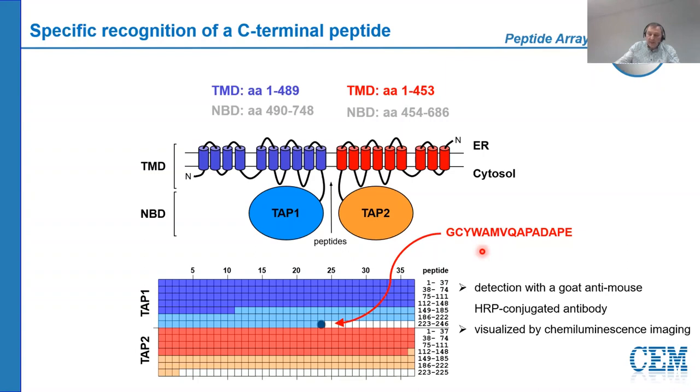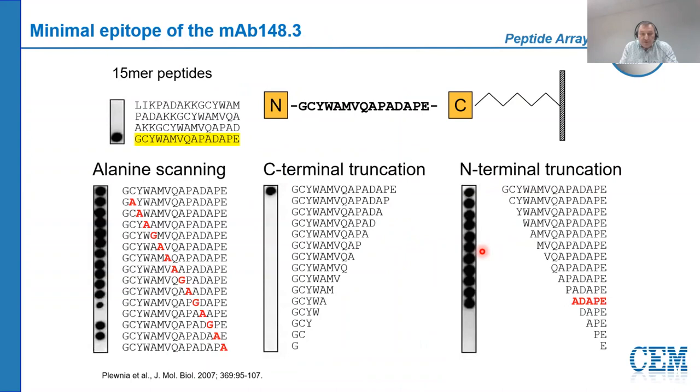To determine the minimal epitope of the monoclonal antibody, the immunoactive 15-mer peptide corresponding to the C-terminus of TAP1 was further dissected by alanine scanning and C- and N-terminal truncation. These scans reveal the importance of the side chain groups of aspartic and glutamic acid. Here you see that the activity is gone if these are replaced by an alanine walk. Furthermore, the C-terminal truncation shows how important the glutamic acid is, and the N-terminal truncation gives you the indication of a pentamer, which is the binding site to the antibody.